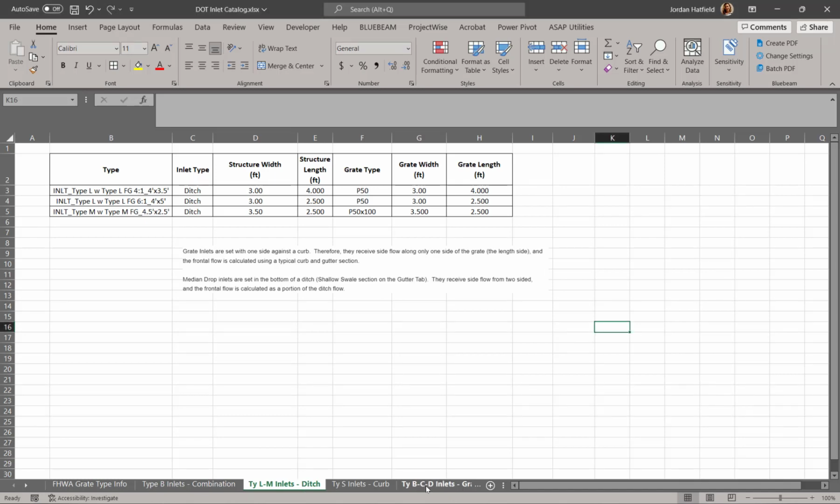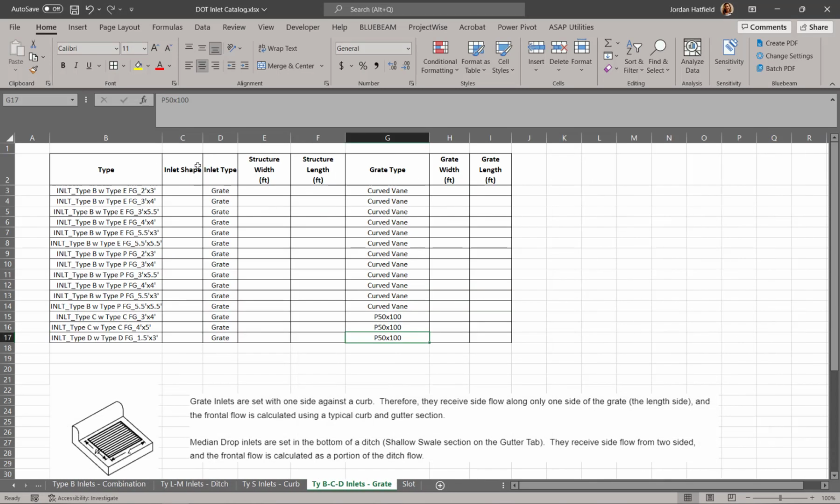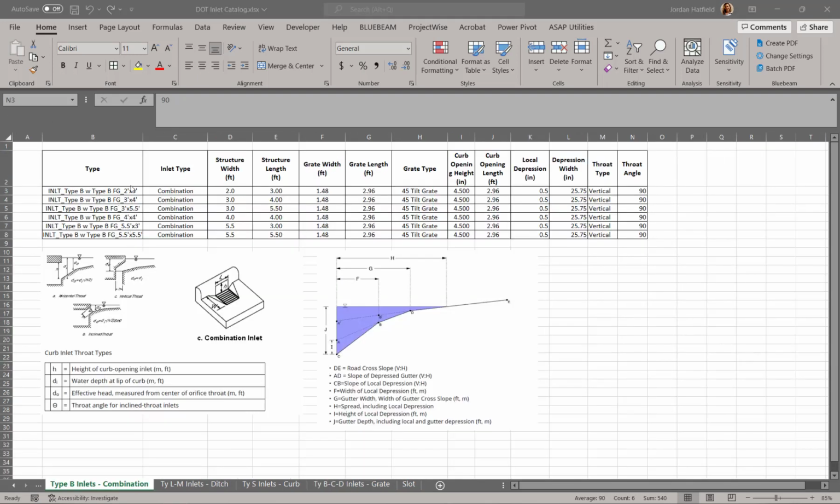Next, I'll skip over to the grate inlets, and we'll look at defining the structure widths and lengths first. For the type B inlets, the structure lengths and widths are going to be the same as I had for my combination. So my width is going to be the first number, and then my length is going to be the second.